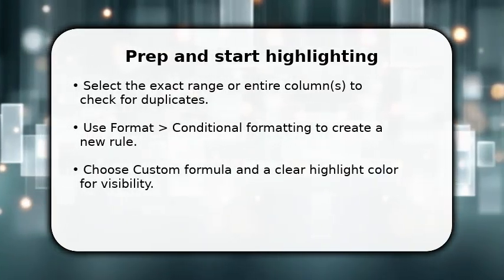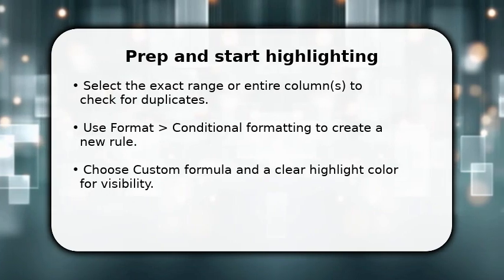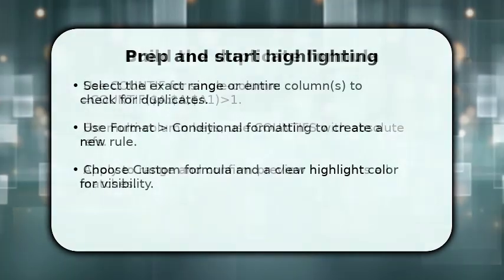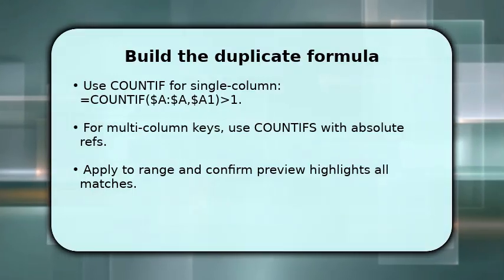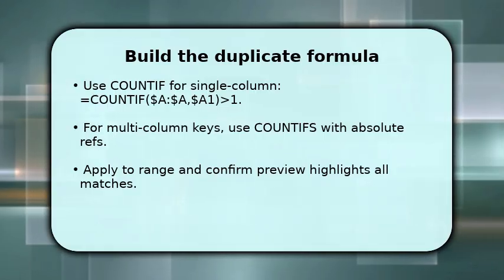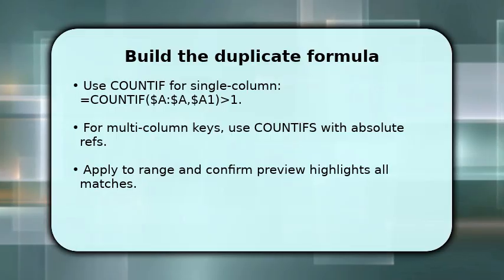Next, enter the formula that flags duplicates and pick a bold color, so duplicates stand out instantly in your sheet. Now construct the actual test. For one column, use equals COUNTIF, $A$A$A1, one so every duplicate beyond the first lights up. This works because COUNTIF tallies repeats.